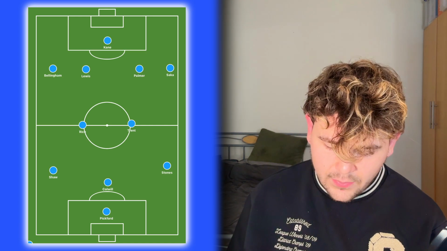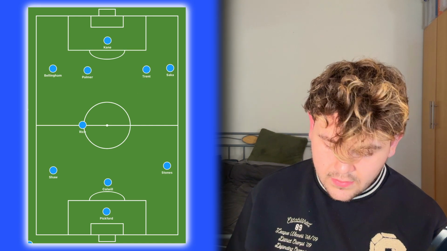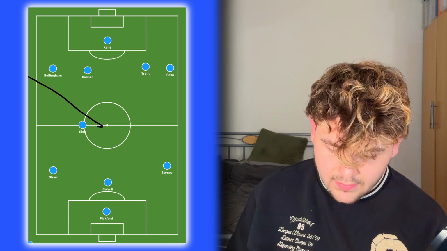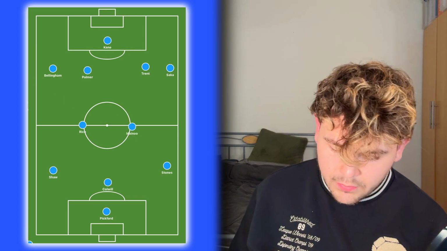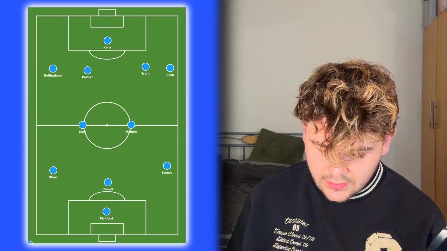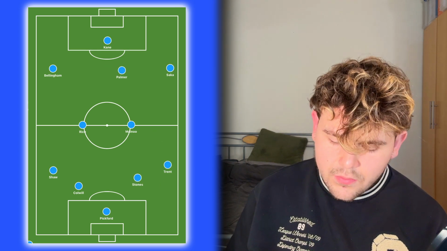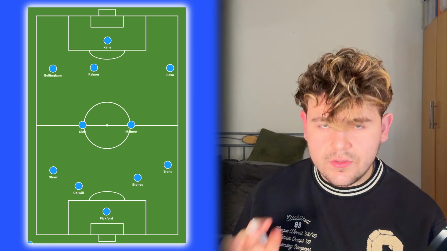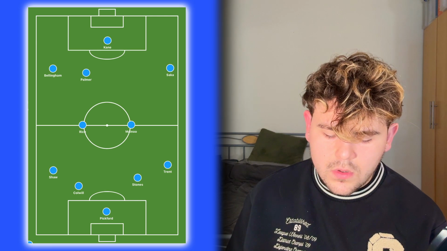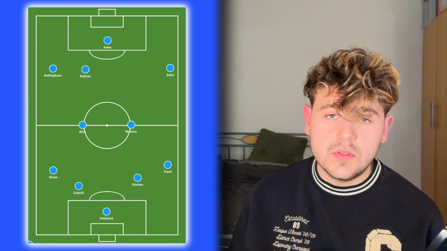The alternative, however, is getting Kobbie Mainoo in this situation. And then obviously it comes back like this. The reason I don't love this as much, and there is a reason, is because it means Palmer's more likely going to be on the left. I think Palmer's better on the right.